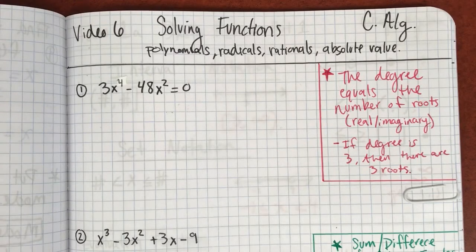Alright, this is video 6 for College Algebra, and we're going to be solving functions. And we're going to be looking at polynomials, radicals, rationals, and some absolute value.